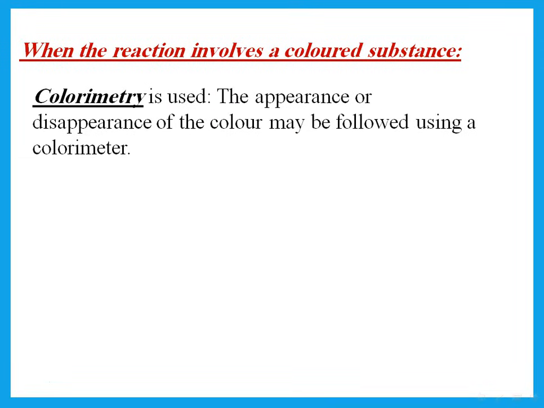Another method of measuring the rate of reaction is colorimetry. Please note that this is colorimetry, not calorimetry. There is something else called calorimetry with an A. This is color, measuring the color. So this is colorimetry. This measures the appearance or disappearance of a color.